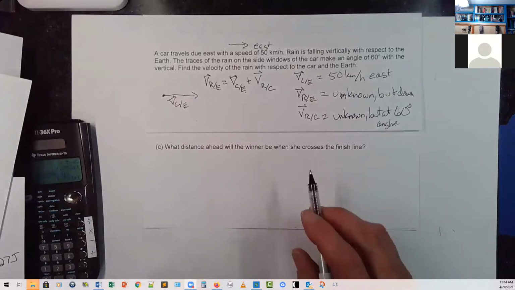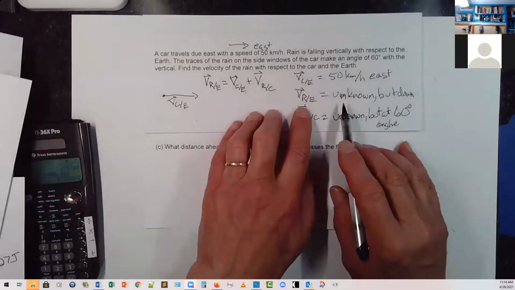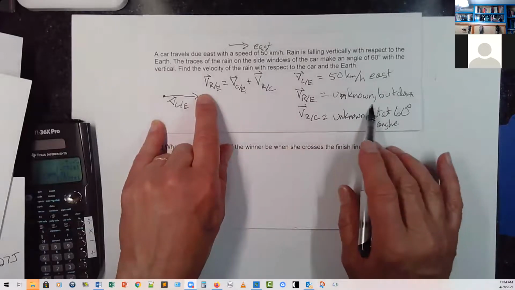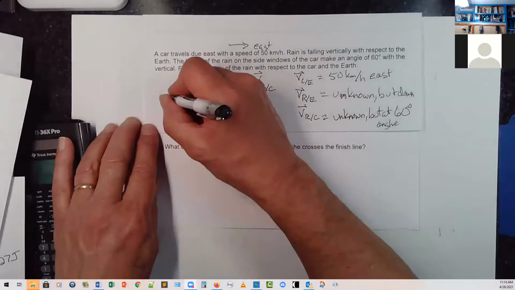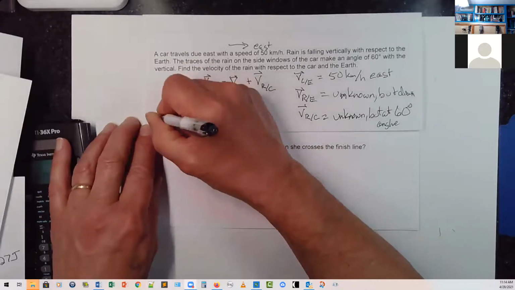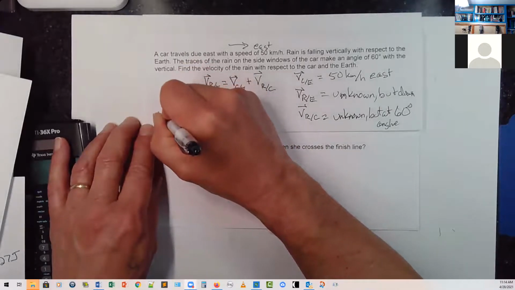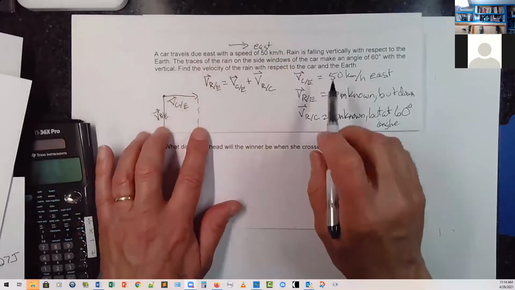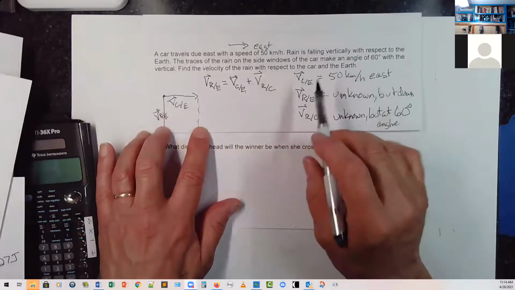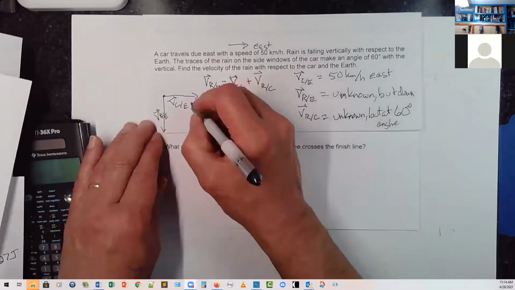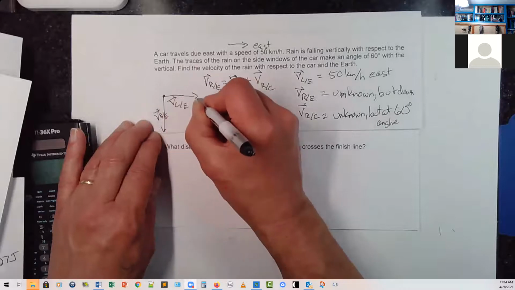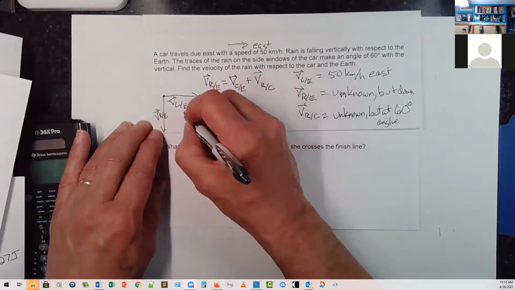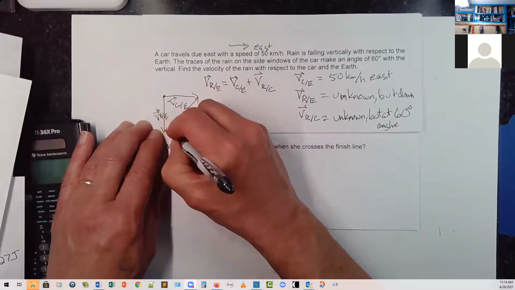So what do we know about these? Well, the result of adding these two things is something that's straight down. So I can draw a picture for that. Velocity of the rain with respect to the earth. And let's see, 60-degree angle with the vertical for somebody in the car, but this thing plus this thing has to equal this. So here's my vector addition problem.